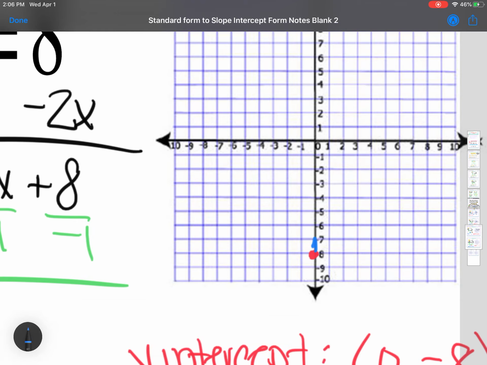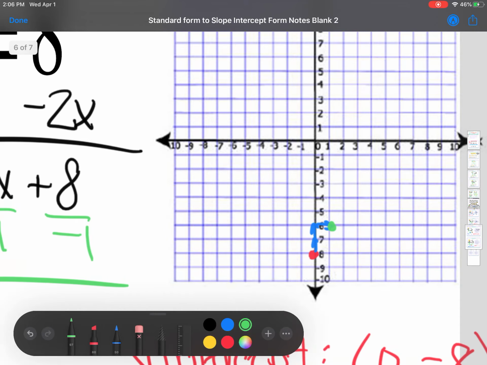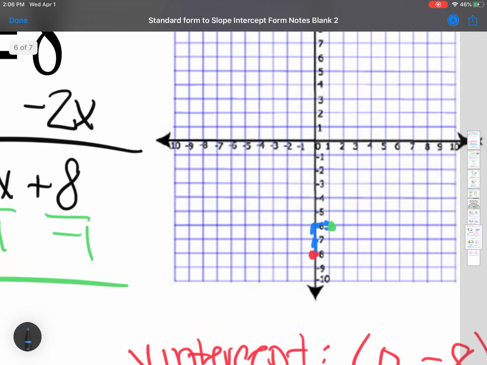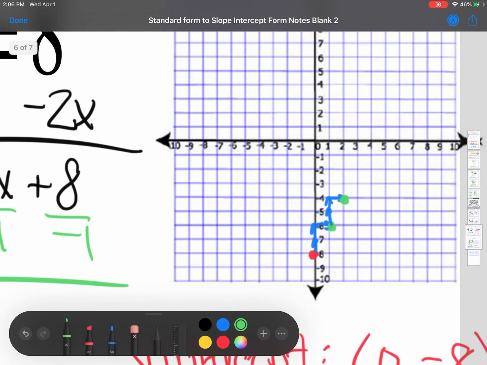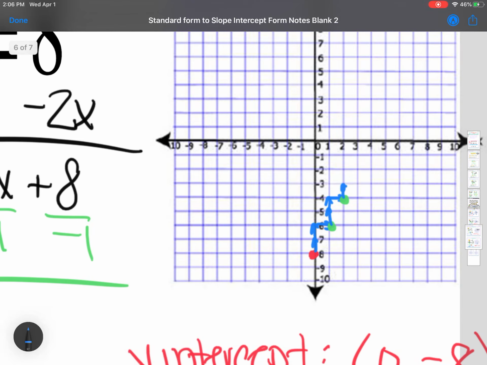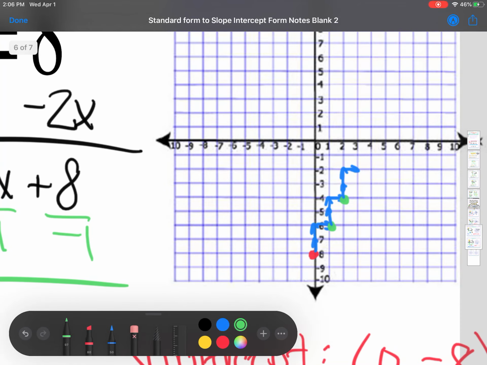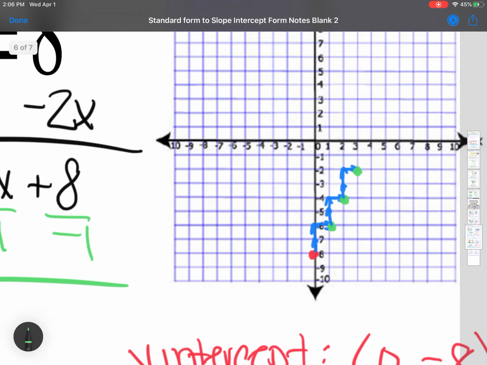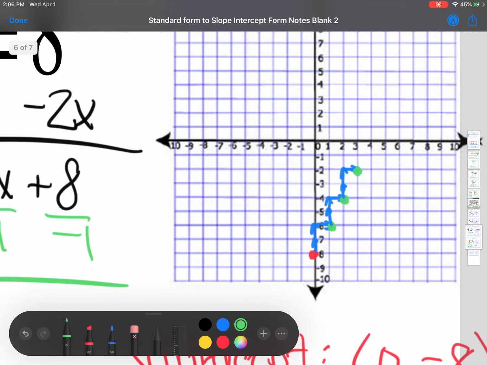I am going to go up 2, right 1, plot that point. I'm just going to keep using the original slope for this one, just because I don't want to go so far down on the graph. Up 2, right 1. And I'll do one more point. Up 2, right 1 for that one. Okay, so now I have my 4 points.